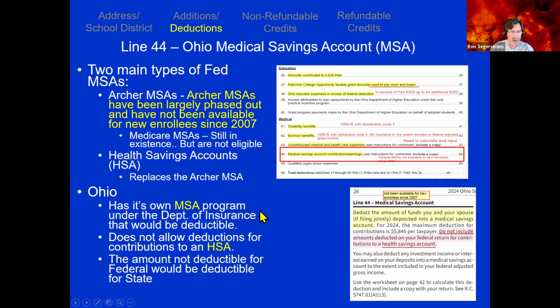And then, if it's not used for medical purposes, when you pull it out, it goes into the additions for income that we talked about at the beginning of the presentation. Don't confuse them with health savings accounts. In fact, it specifically says, do not include amounts deducted on your federal return for contributions to a health savings account.